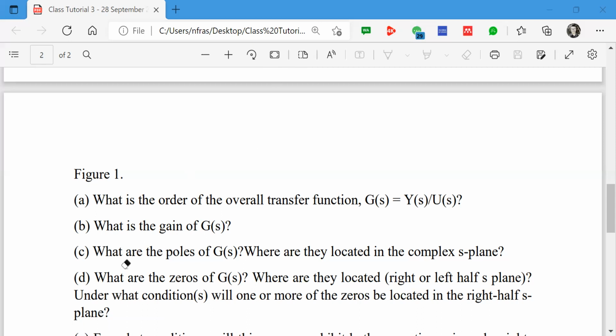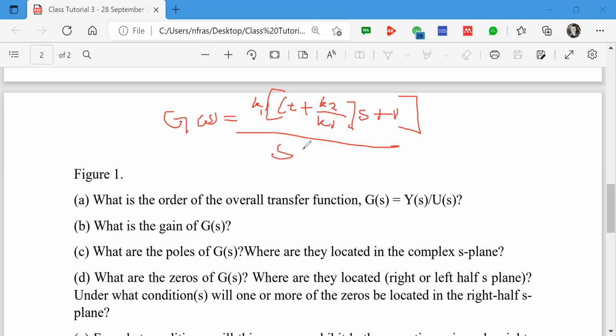All right, so D asks you for the zeros now: the zero of G(s). Let me rewrite our transfer function so that you have a clear reference if you haven't been writing it down. Our G(s) that we found was K1 multiplied by (tau plus K2 over K1) multiplied by s plus 1, all over s(tau s plus 1).